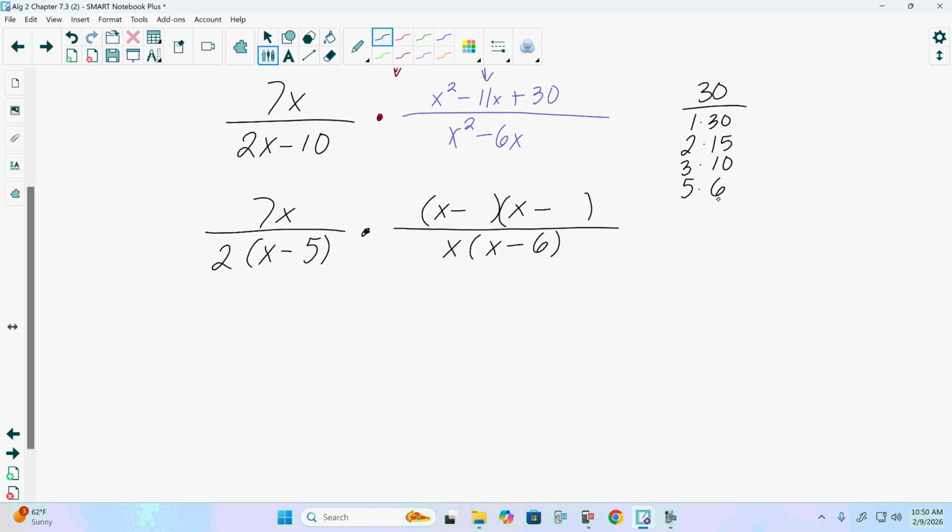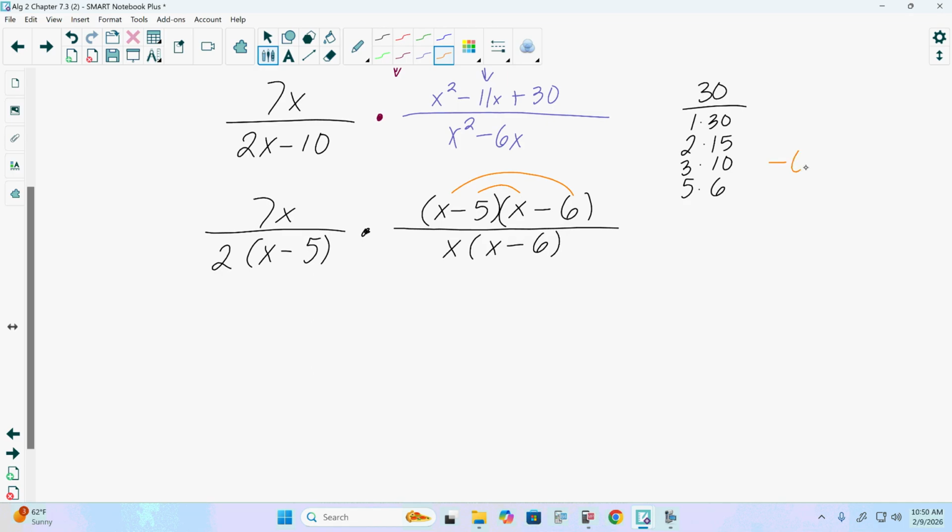On the bottom, we do have x minus 6 in one of these fractions, and the other we do have x minus 5. So if 5 and 6 work, and these are the correct factors, we know x minus 6 over x minus 6 will reduce. We also see that x minus 5 over x minus 5 will reduce.